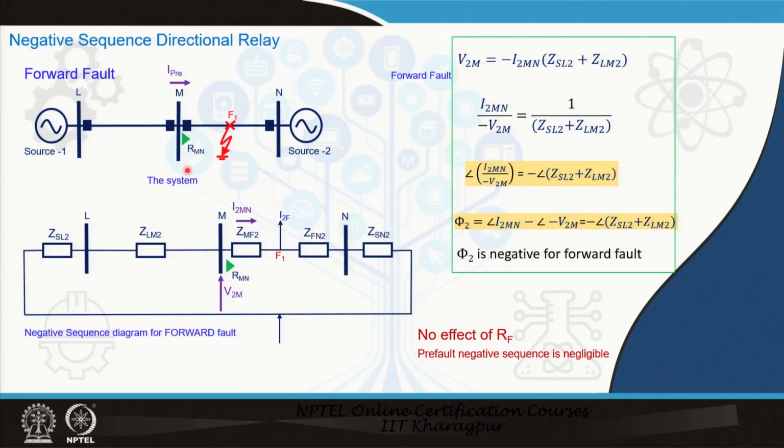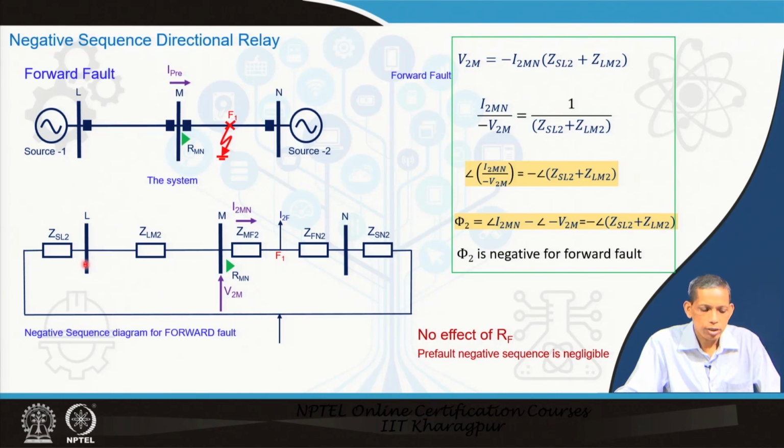So, for all unbalanced faults negative sequence component is available. This is the negative sequence network for such a situation, any unbalanced fault, line to ground, line to line or double line to ground fault, except 3 phase fault. Let I2F be the negative sequence component going through the fault point. This current will be divided into 2 paths. There is a forward fault F1, so through this relay a component will flow and another component will flow from the right side.